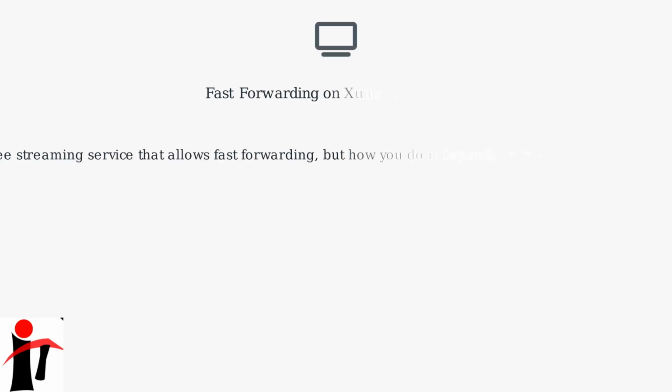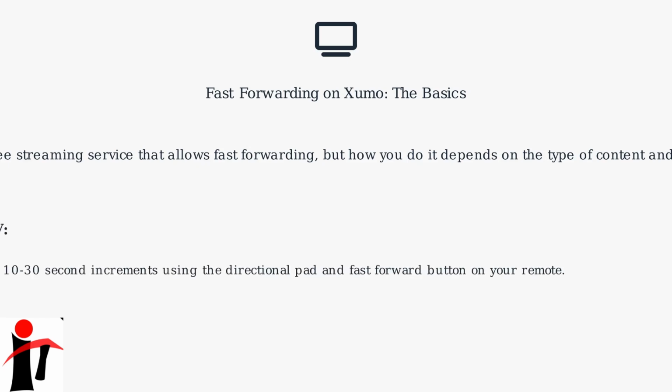Xumo is a free streaming service that allows fast forwarding, but how you do it depends on the type of content and your device. For live TV, you can typically skip ahead in 10 to 30-second increments using the directional pad and fast forward button on your remote. On demand content usually allows variable speeds from 1.5x to 4x and scrubbing via a progress bar.